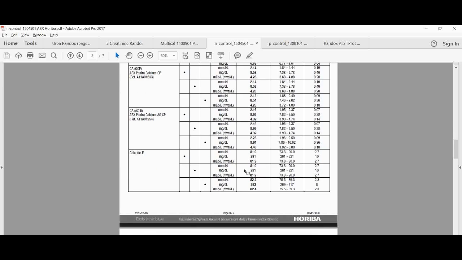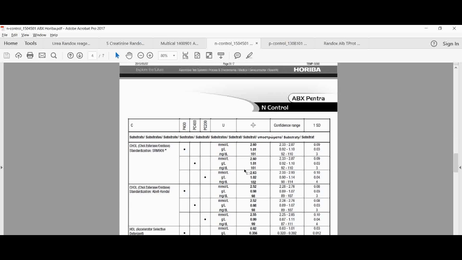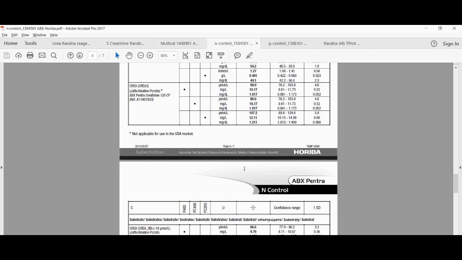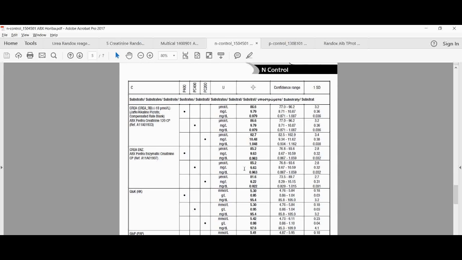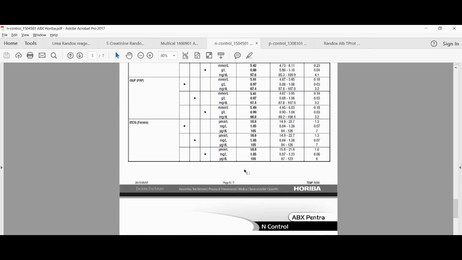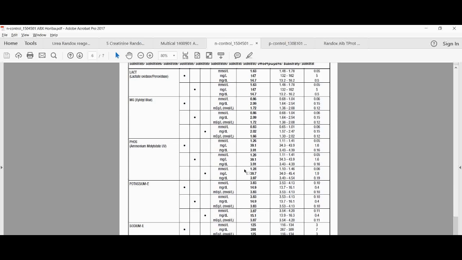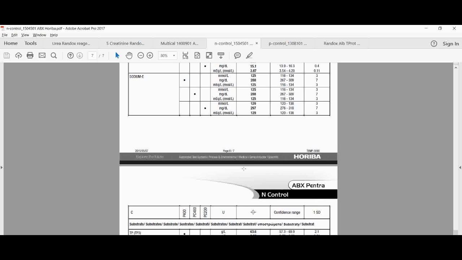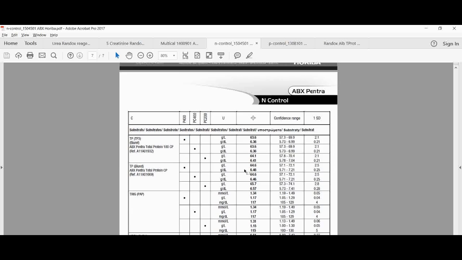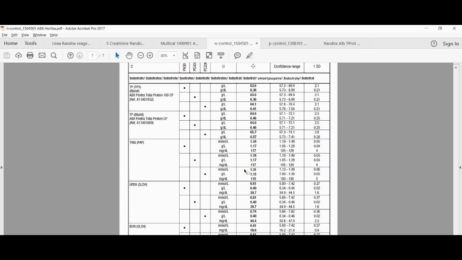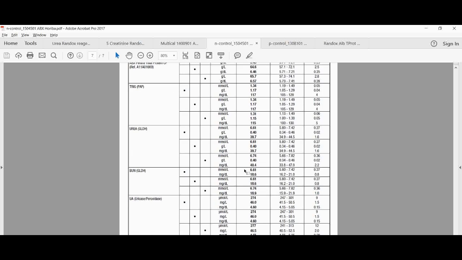Chloride, cholesterol, creatinine, glucose, lactate, triglycerides. So what happened to albumin?